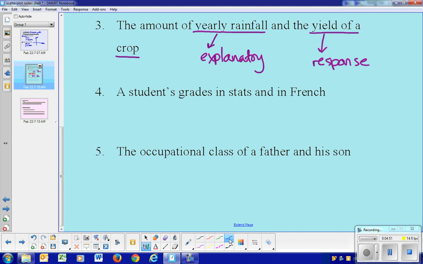Number 4, a student's grades in stats and their grades in French. Does one of these cause the other? When you do well in this class, do you do better in French? When you do better in French, do you do better in stats?